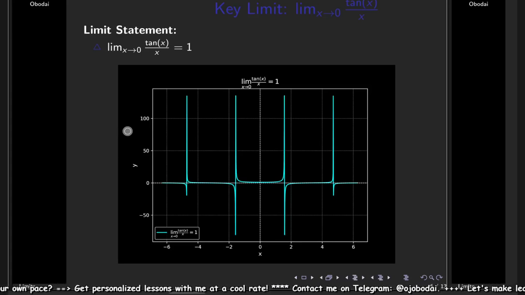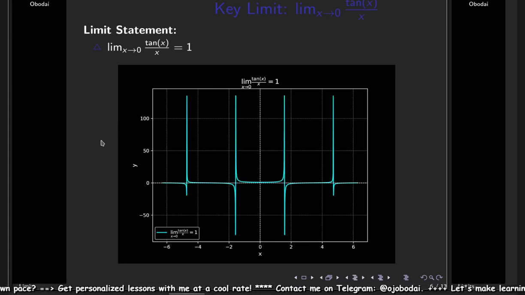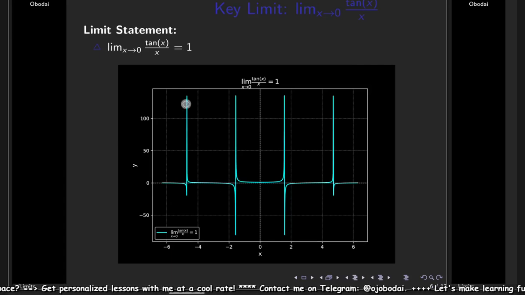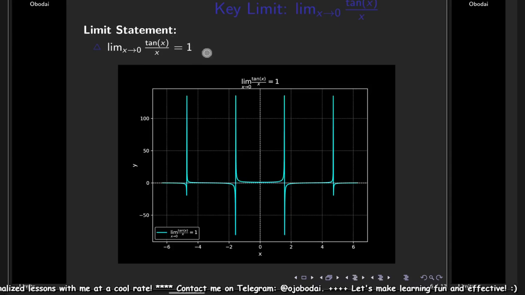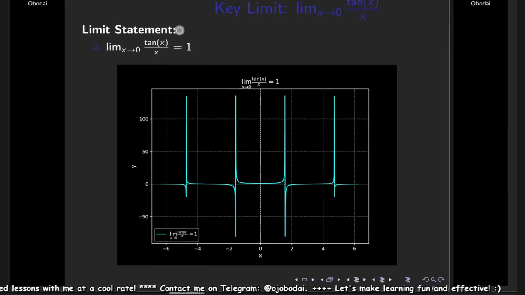Okay, so for this, let's look at the limit of tan x over x as x approaches 0. Now, this is the graph of the function. Let me zoom in so you see why we are saying the limit of it equals 1. The limit of this function here is equal to 1. So I'm trying to zoom in.